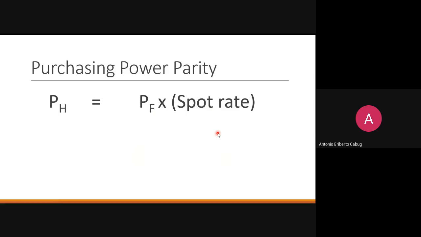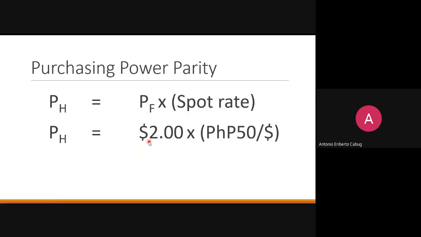What's the spot rate again? The spot rate is the exchange rate for an exchange happening now. If we want to know the exchange rate when the exchange will take place today, you look at the spot rate, the exchange rate now. If you have to convert pesos to dollars, or dollars to pesos, we look at the spot rate if we're going to do it now. So say for example, the shirt costs 2 US dollars in the United States and the spot rate is 50 pesos per US dollar. We would have a domestic price of 100 pesos.